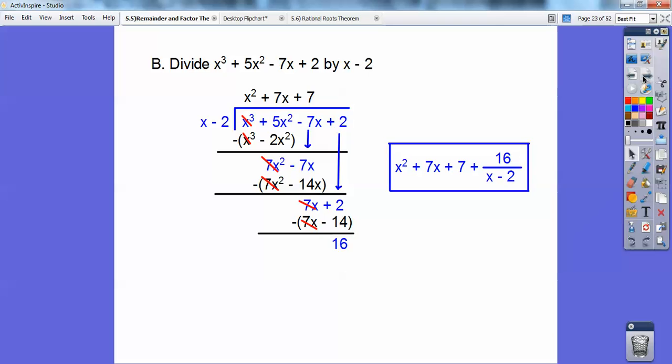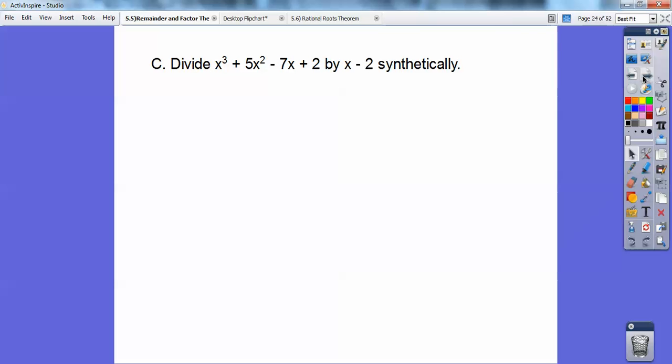Okay, let's do synthetic division. We started doing synthetic division, okay? Now it's the same problem, you guys, except with synthetic division, when you're dividing by a binomial, you always take the opposite of this guy right here. So my box number is going to be a positive 2. Everything else is the same. Next to the box number is going to be 1, 5, negative 7, and 2. Okay, so here we go.